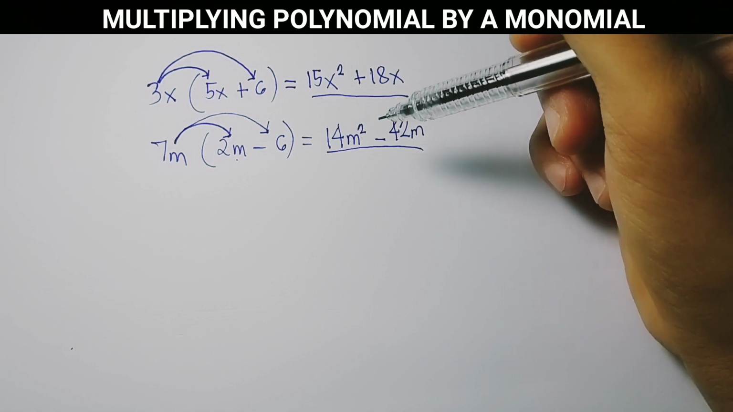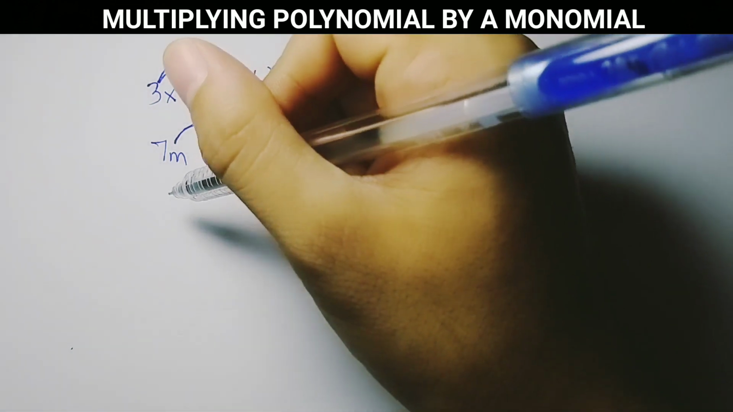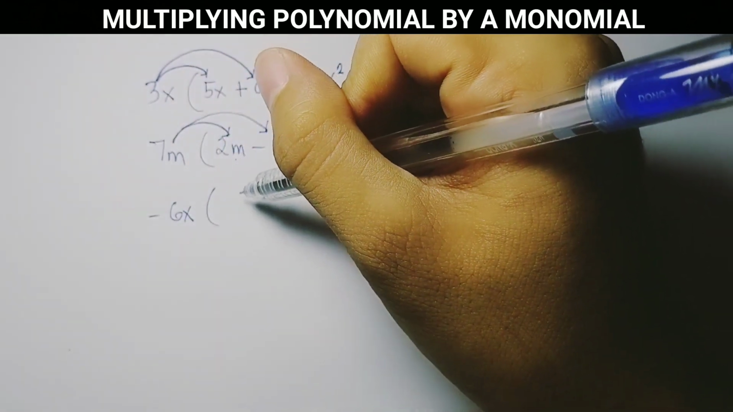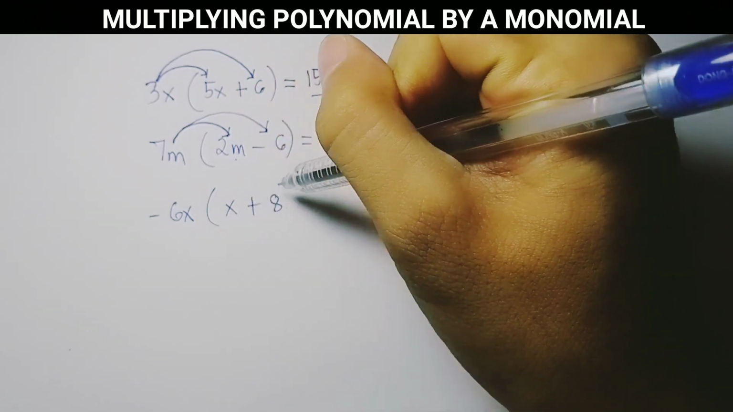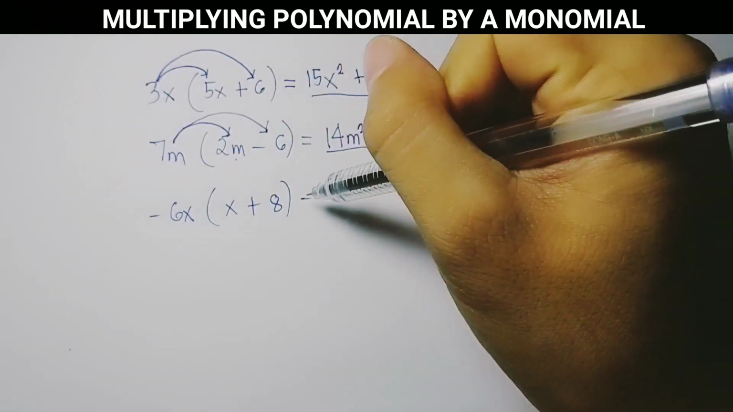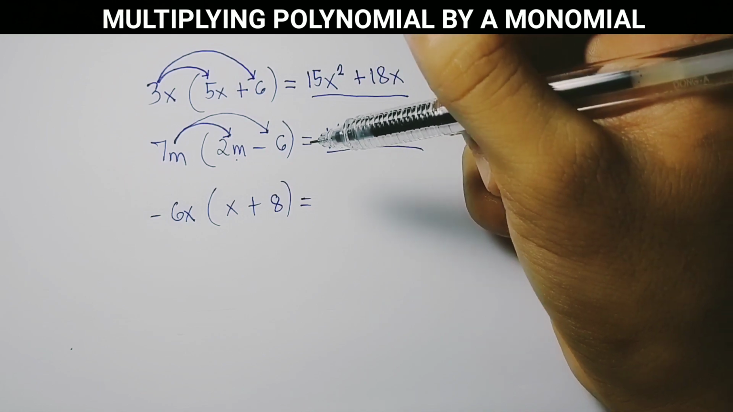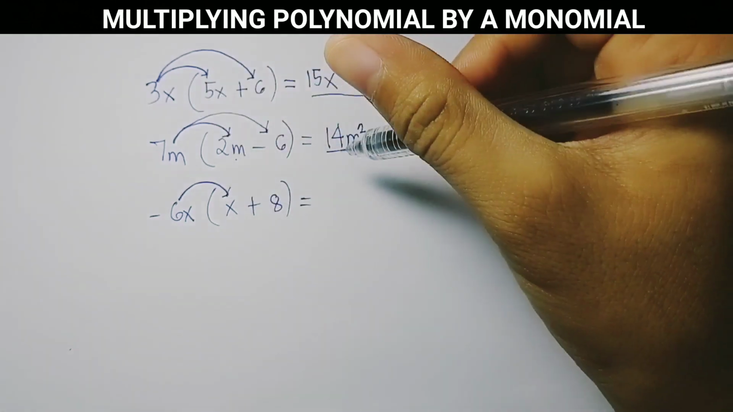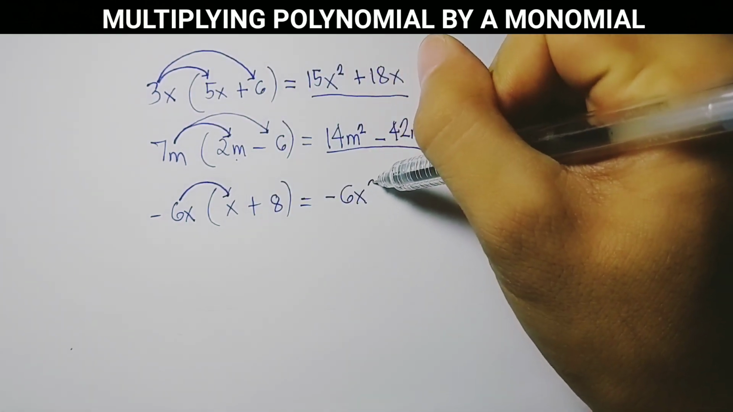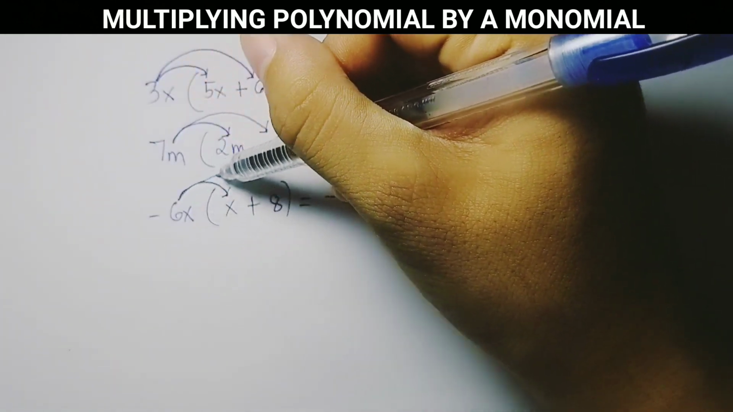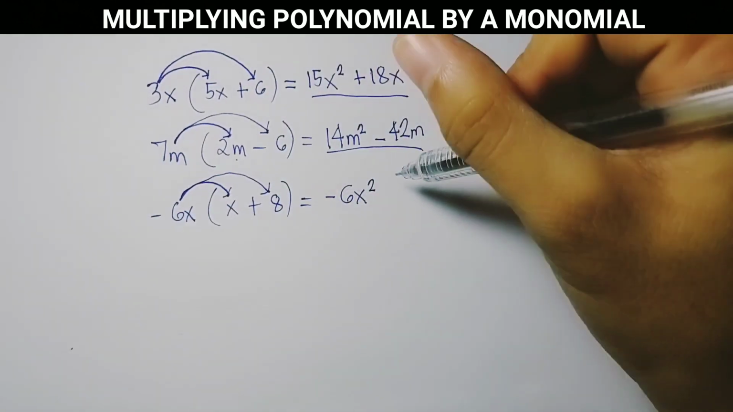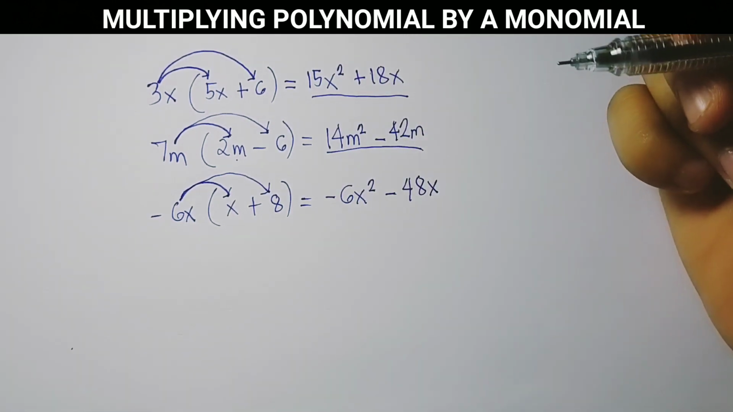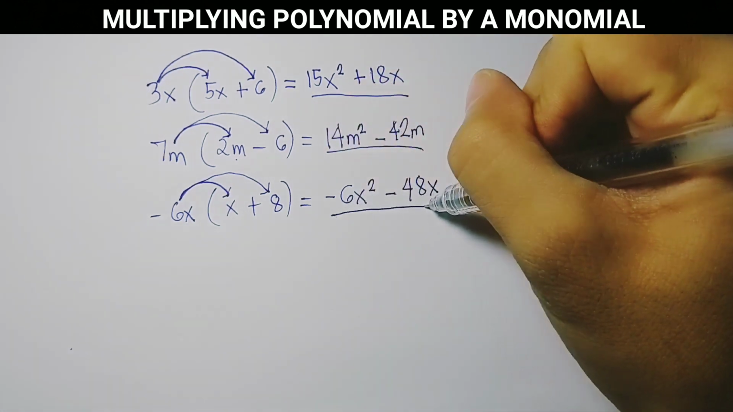Another example. Let's try negative 6x, i-multiply nato sa x plus 8. So mao ra gyapon ta atong proseso, wala na mabago. So i-distribute lang gyud nato negative 6x times x, that is negative 6x squared. Nya negative 6x times positive 8, that is negative 48x. So mao na ni iyang product.